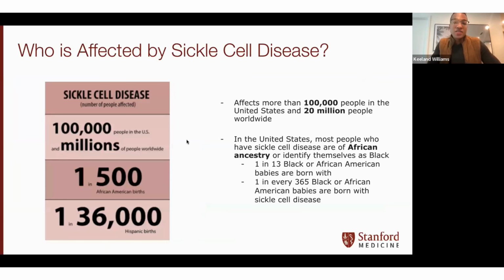So who is affected by sickle cell disease? It affects more than 100,000 people in the United States and 20 million people worldwide. As you can tell, most of the people are of African descent. In the U.S., most people who have sickle cell disease are of African ancestry and identify themselves as Black. 1 in 13 Black or African-American babies are born with sickle cell trait, and 1 in every 365 Black or African-American babies are born with sickle cell disease as well.